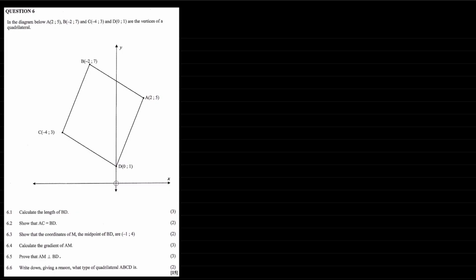Question number 6 says, in the diagram below, A, B, C, and D are the vertices of a quadrilateral. Quadrilateral means a four-sided shape. Question 6.1, calculate the length of BD. So let's make a note here. This is September 2016. Now, we can calculate the length of BD by using the distance formula.